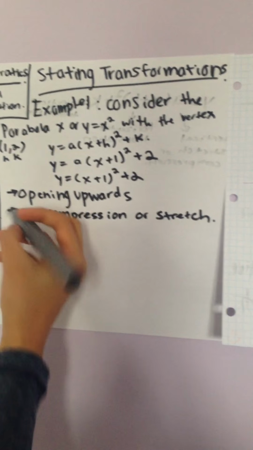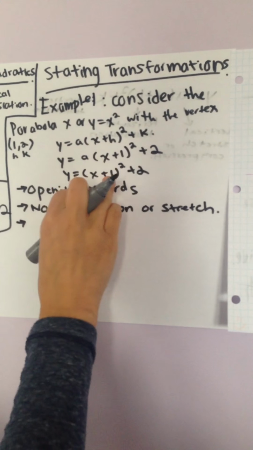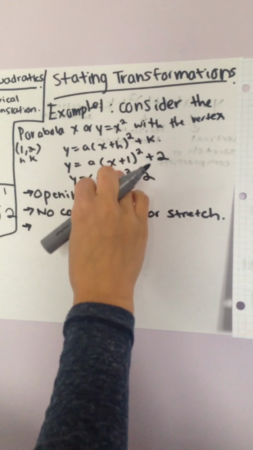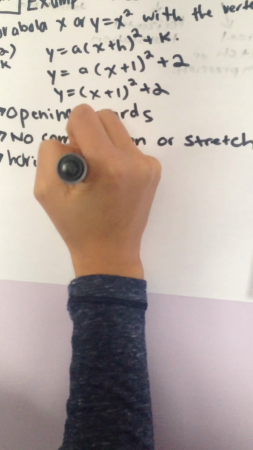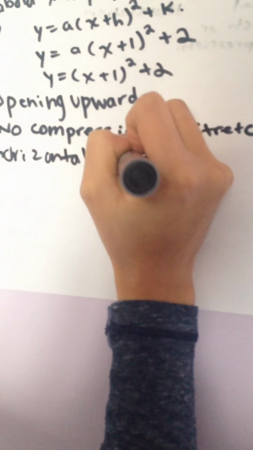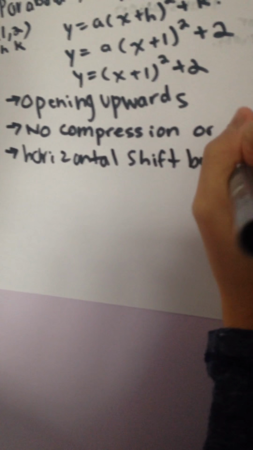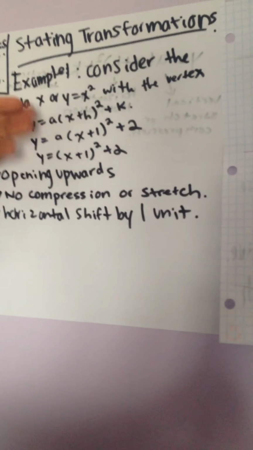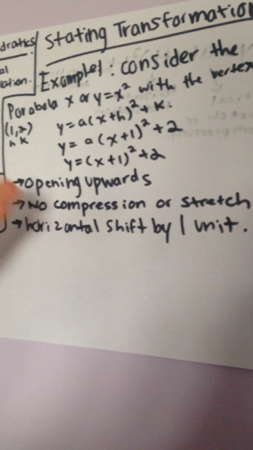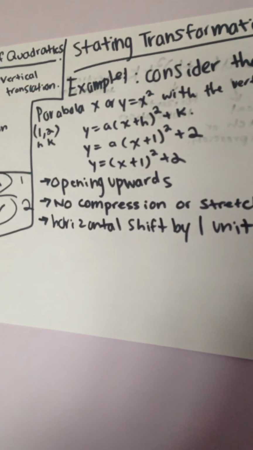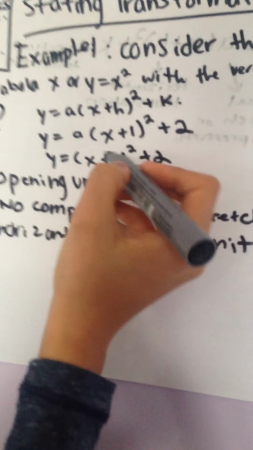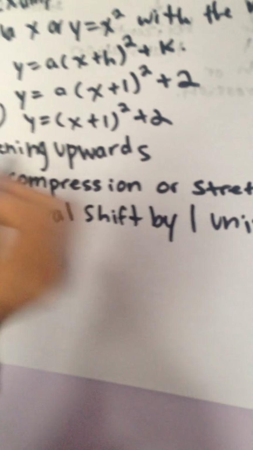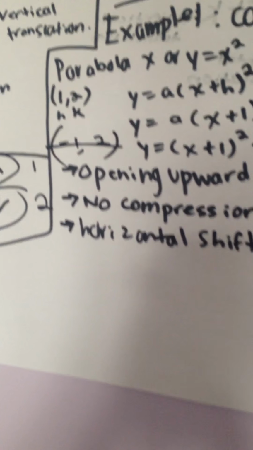And so the horizontal shift, which I mentioned in the previous video, is h. So the horizontal shift by 1 unit. Because it's asking for the transformations, we wouldn't write -1, because if we were to graph this, then we would switch it, so the coordinates would be (-1, 2). But we're not, so you don't need to worry about that.